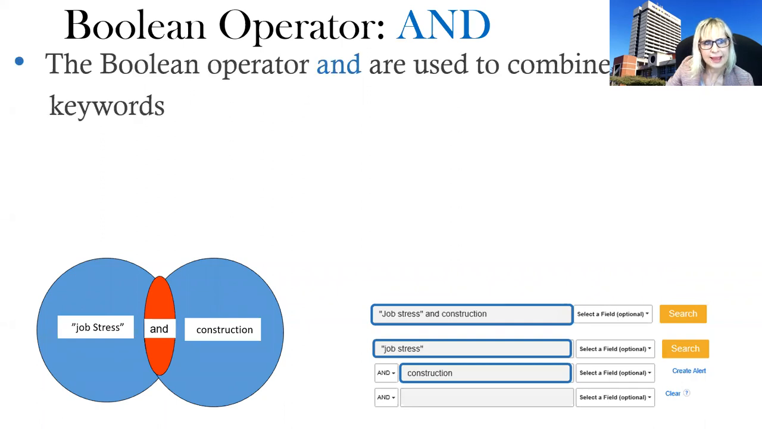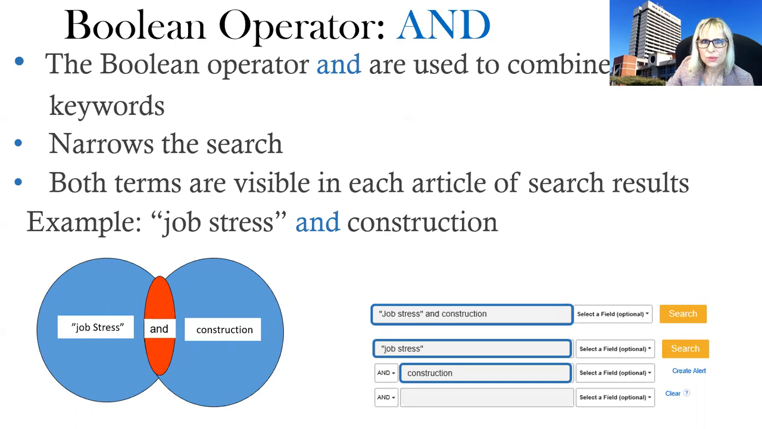So the first one, and, is used to combine keywords. It narrows the search, and both terms are visible in each article of the search result. So for example, job stress and construction. You can type it in one line in the search box, or you can use your Boolean operator here, and you can separate them here.